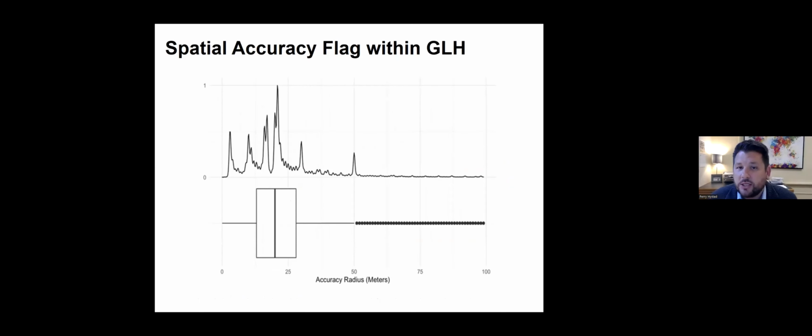There's also a spatial accuracy flag. And so most of the locations were flagged as spatial accuracy under 25 meters. So this is not GPS data. This isn't a continuous stream of locations being collected. So every 15 seconds, it's basically when you change location. So it's a little bit different.